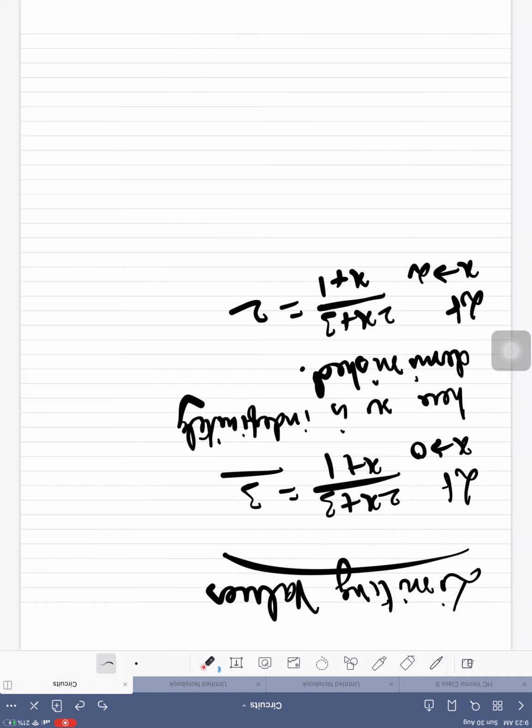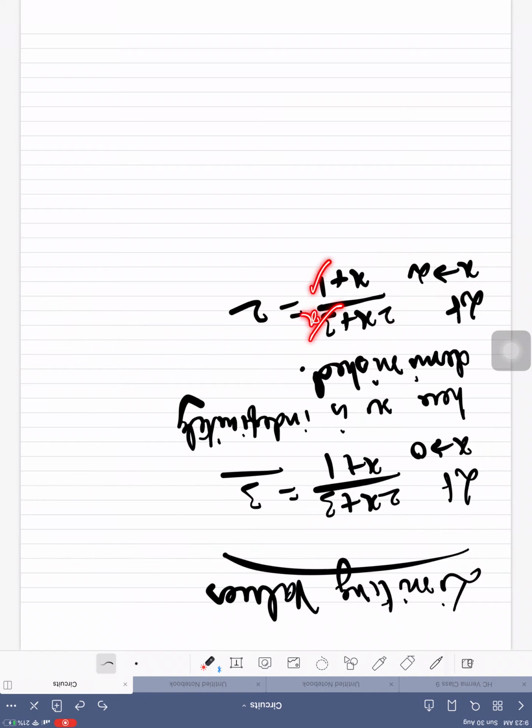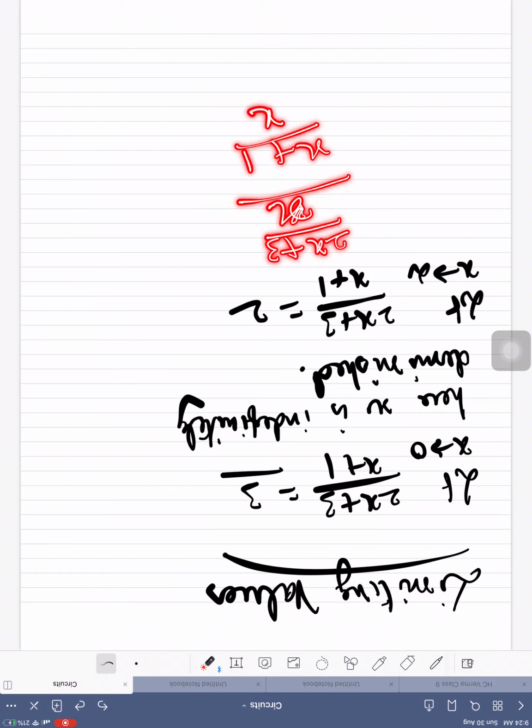Limiting values. Limit x tends to 0, that means x is approaching 0, then what is the value of this? X approaches 0 means x equal to 0. If you substitute in this, then you will get 3. Here x is indefinitely diminished, that means this is going to 0. Limit x tends to infinity, what is this value? Now 1 by x equal to 1 by infinity is 0. So for that, divide denominator and numerator by x, then 2x plus 3 by x divided by x plus 1 by x. X is cancelled.